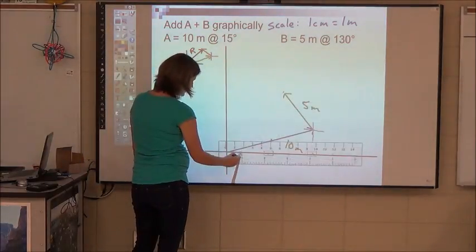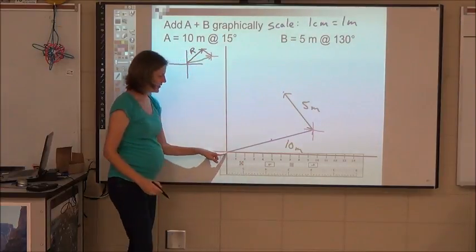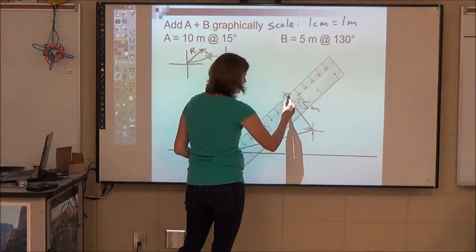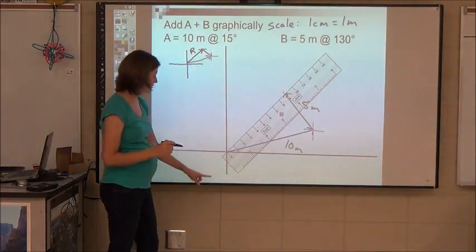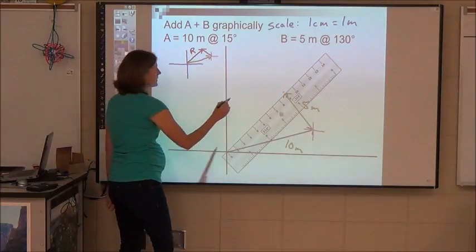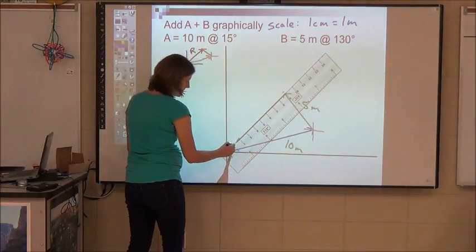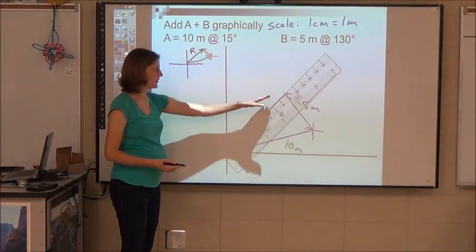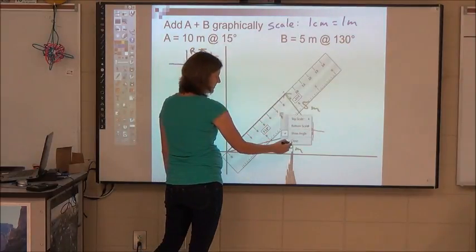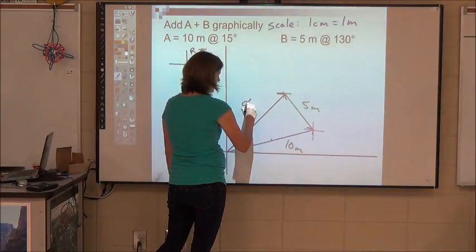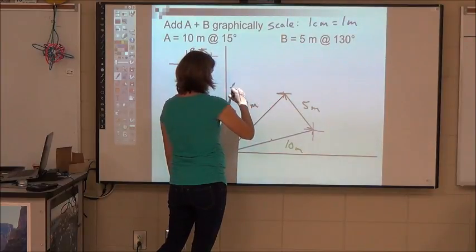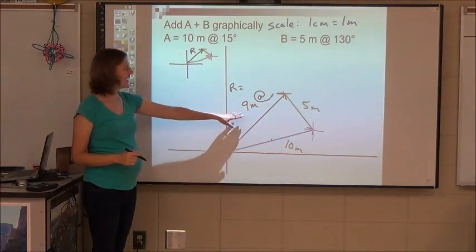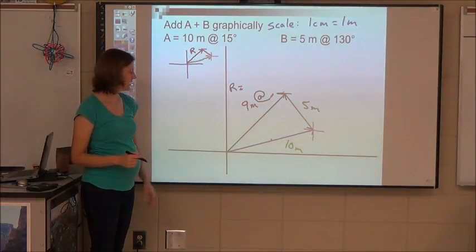I will try to do this with my ruler. And as long as you put 0 at your original origin, this will give you your magnitude right off the bat. It looks like my magnitude is just shy of 9, although I think it really is supposed to be 9. So look at your ruler, measure that resultant. Mine's about 9. So I've got about 9 meters at, and I still need an angle.